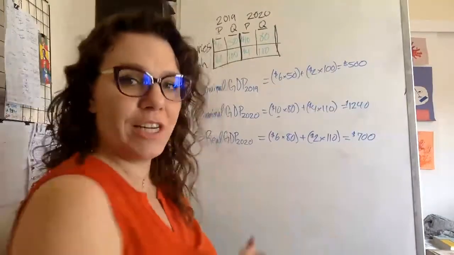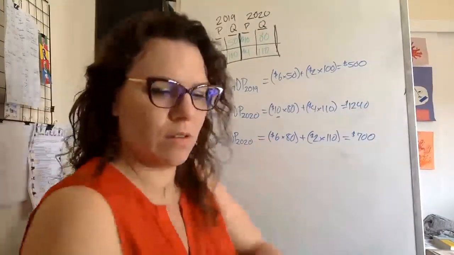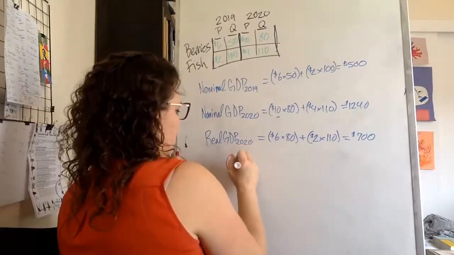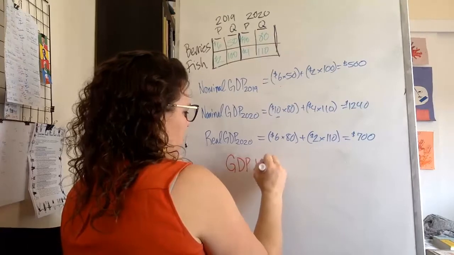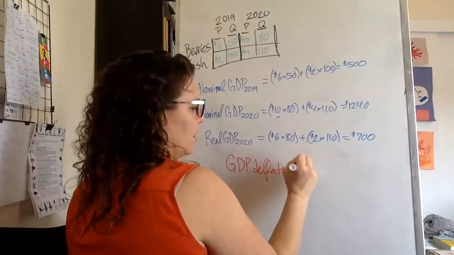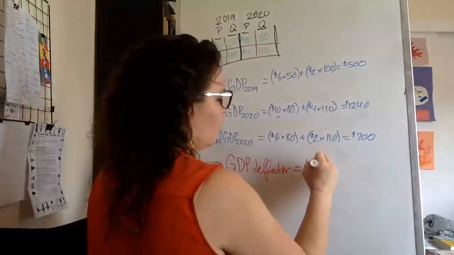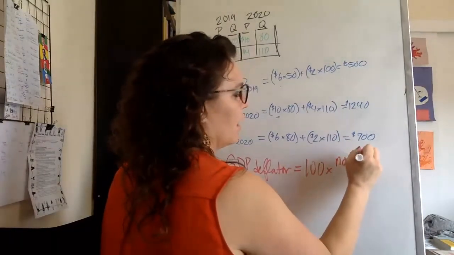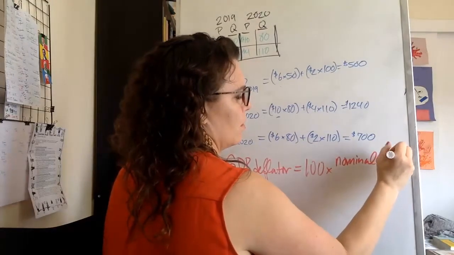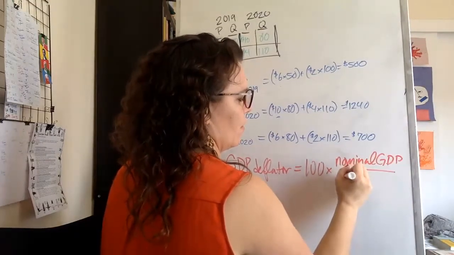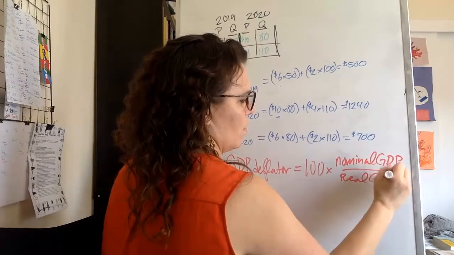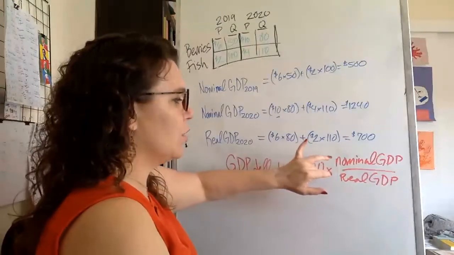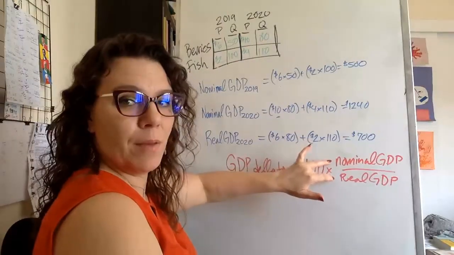So remember, the GDP deflator is one of our measures of inflation, and it's just 100 times the nominal GDP in a given period divided by the real GDP in that period. And that's going to give us a good measure of inflation because it's going to compare the value of goods in current prices to the base year prices.